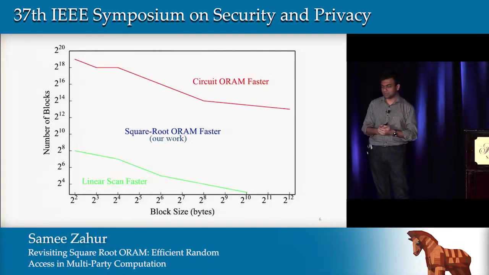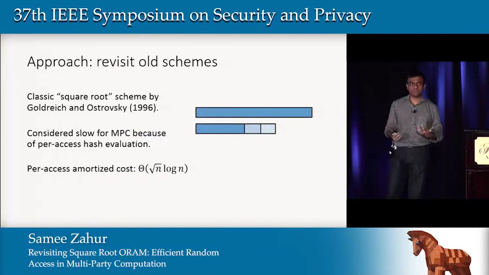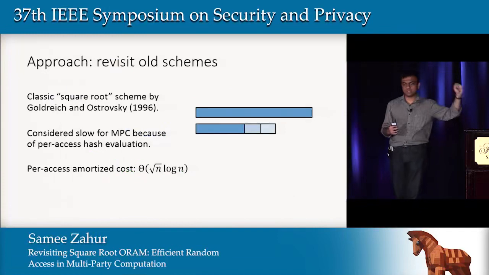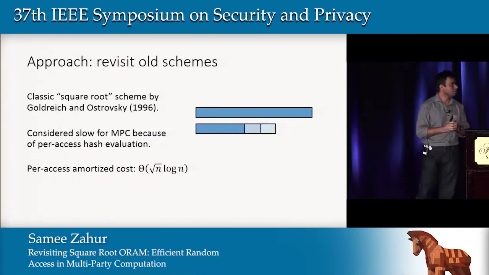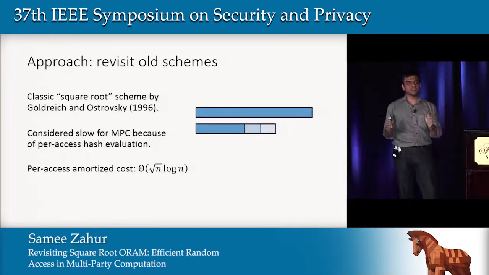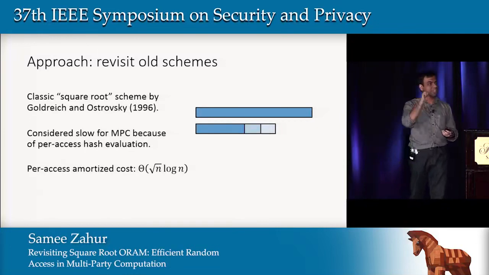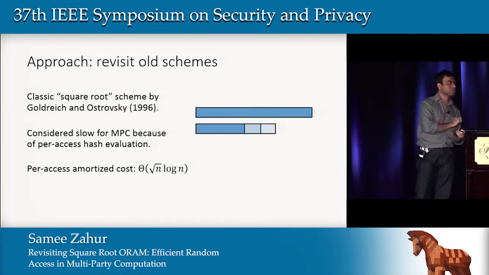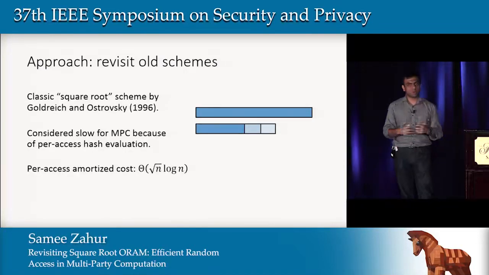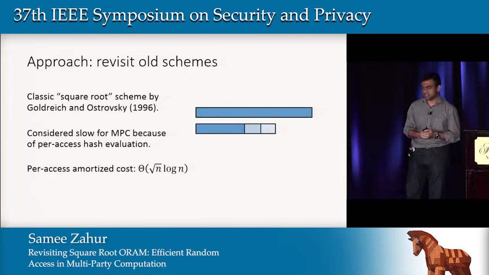How do we actually accomplish this? Well, we looked at some of the older schemes, some of the very first earlier schemes by Goldreich and Ostrovsky in '96. They considered this square root scheme. It's really simple, but it was initially considered to be impractical for MPC applications because they require you to securely evaluate hash functions inside a cryptographic protocol. So everyone said that, okay, this is not going to be tractable for MPC, so that's the one we decided to concentrate on, because why not?